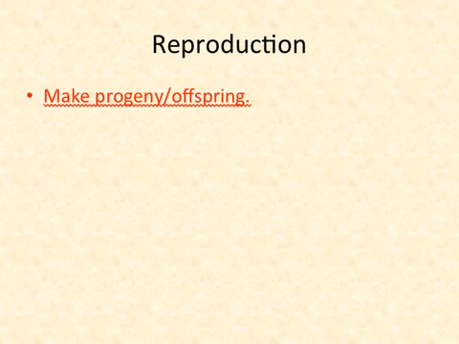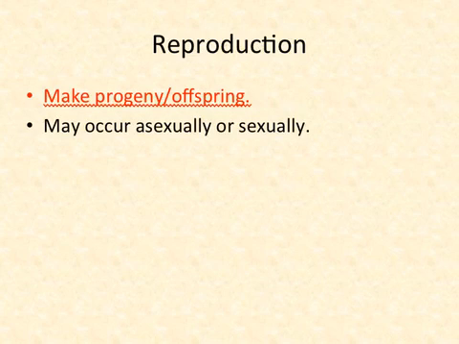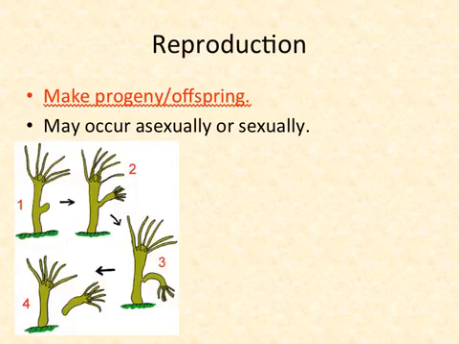The last survival characteristic that all animals accomplish is reproduction. And this means to make progeny or offspring. And it can be accomplished one of two ways, asexually or sexually. Asexual reproduction only requires one organism, and the organism is basically making a clone of itself. So here we have a hydra. It began a little bud, and the bud keeps growing and growing until it becomes a full-fledged hydra and breaks off.